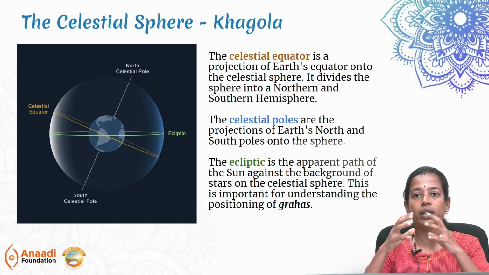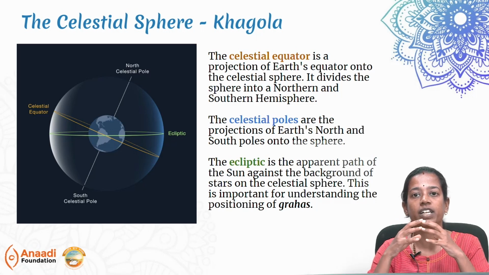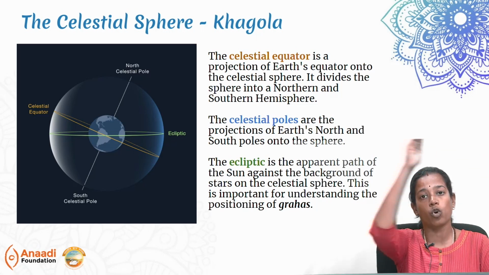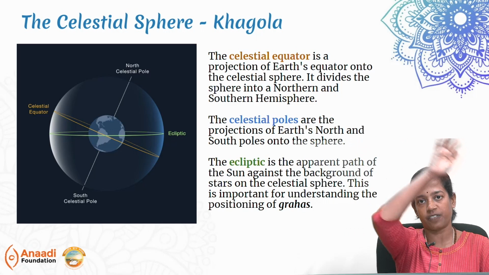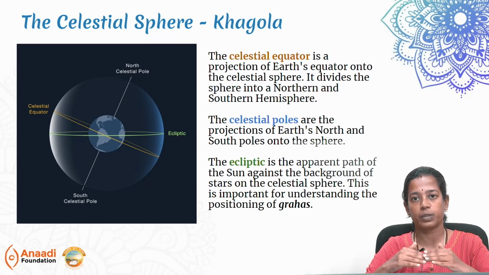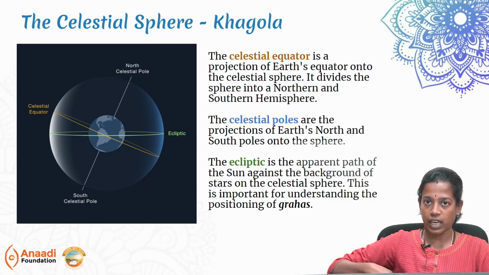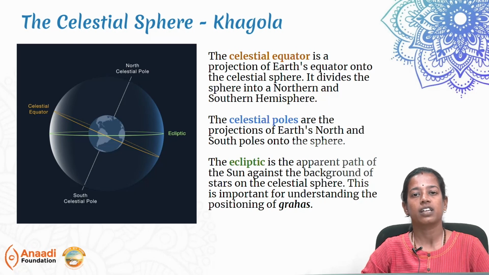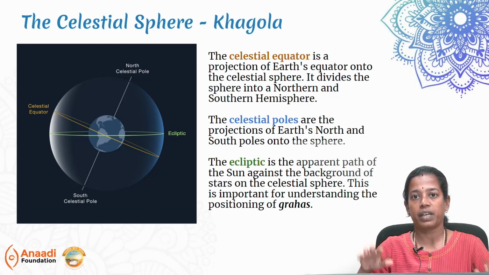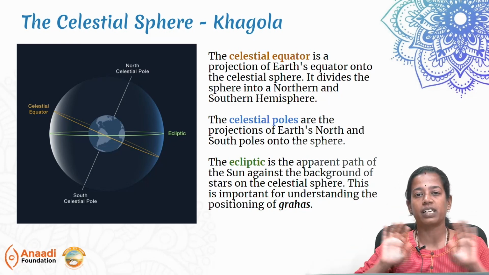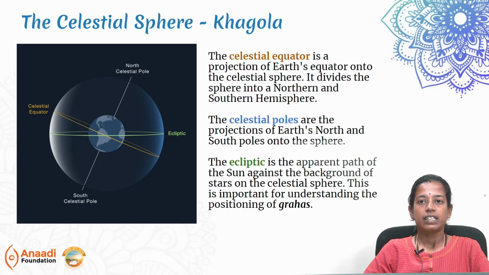See, for us to imagine the Khagola, we need to also see that the visible dome, which is above the ground surface, forms one half of the sphere, and the other half, which is actually the ground part in the earth, is the other hemisphere, and project this whole sphere into infinite radius.